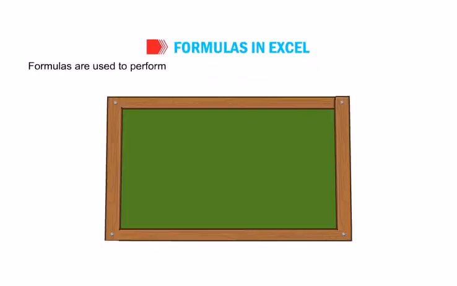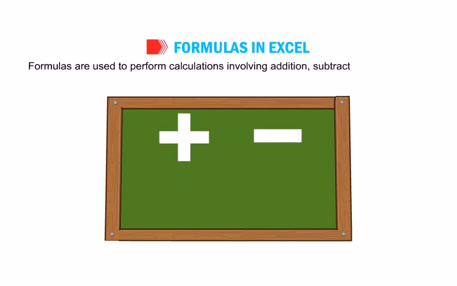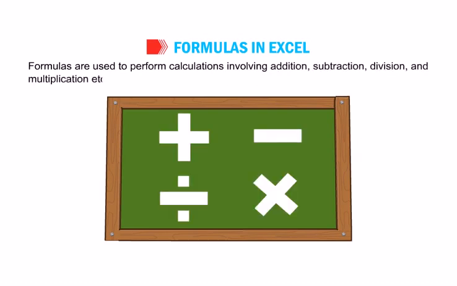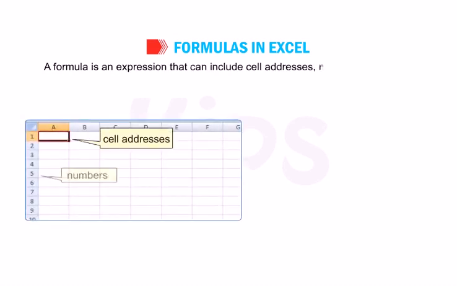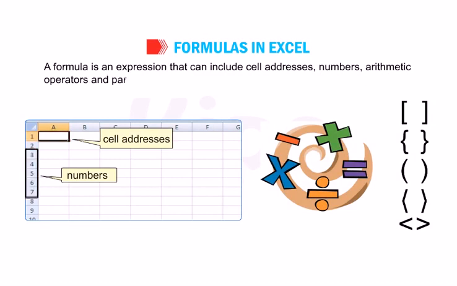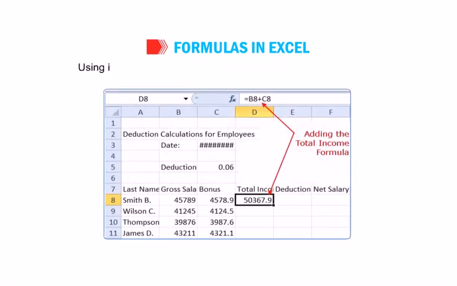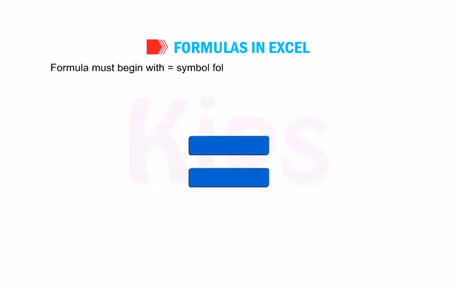Formulas are used to perform calculations involving addition, subtraction, division, and multiplication, etc. A formula establishes a relationship between two or more cells. A formula is an expression that can include cell addresses, numbers, arithmetic operators, and parentheses. Using it, you can perform simple as well as complex calculations. Formula must begin with equal to symbol followed by cell references and operators. It may contain a few or all the mentioned elements.